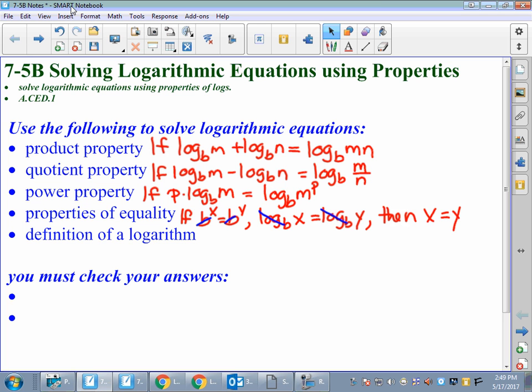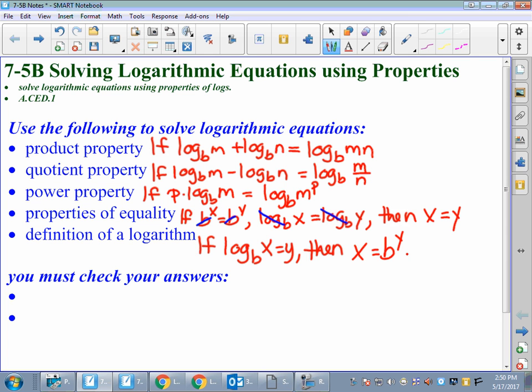So remember, we use that if we have common bases, or if we have a log on both sides. The other tool we use is what's called the definition of a logarithm. This one is if we have log base b of x equals y. This is how we eliminate the log using exponential form. We eliminate the log by rewriting it as x is equal to b to the y. So you change it into that exponential form.